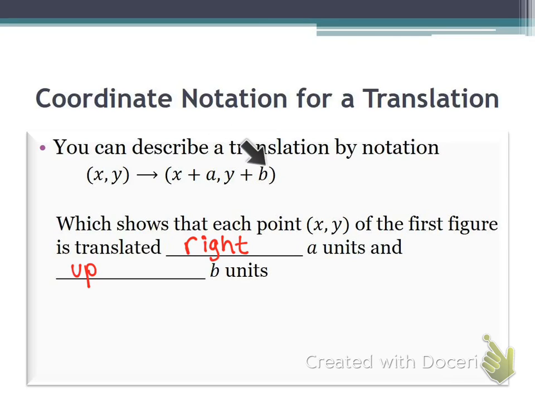Assuming that we're using addition, if we were to use subtraction instead of going right, which way would it go? Left. And if we subtracted b, it would go down. Okay, so if we were adding, we're moving to the right or up. If we're subtracting, we're moving to the left and down.